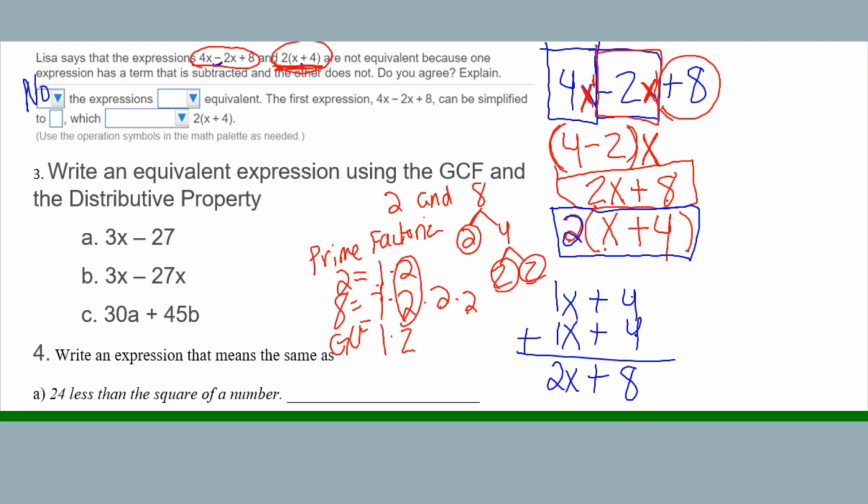No, the expressions are equivalent. The first expression, 4 times x minus 2 times x plus 8, can be simplified to 2 times x plus 4, which is equivalent. And remember, equivalent means to have the same value. So they both have the value of 2 times the sum of x and 4. So that's that one right there.